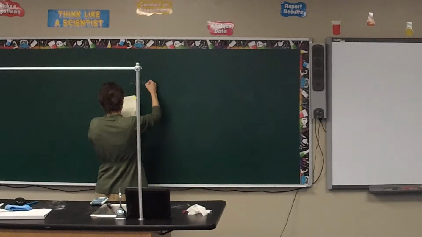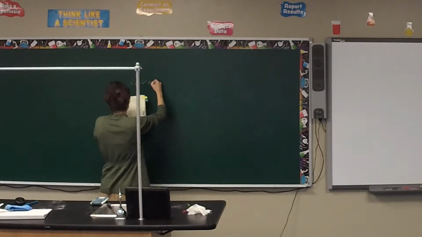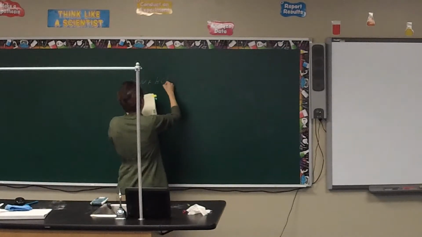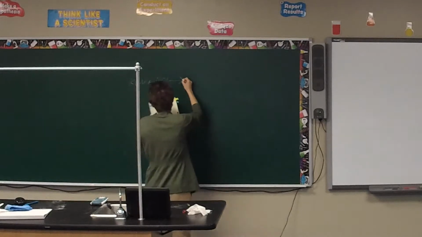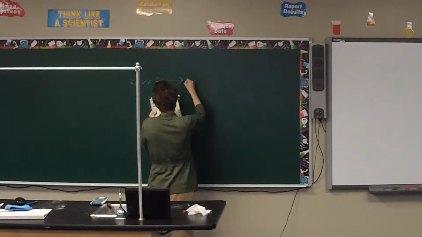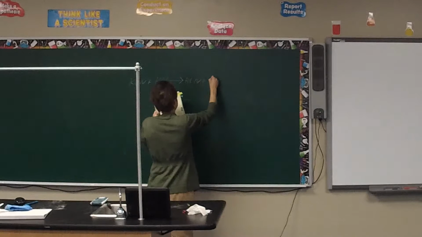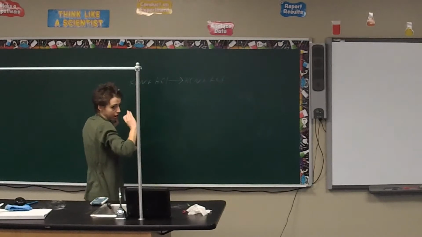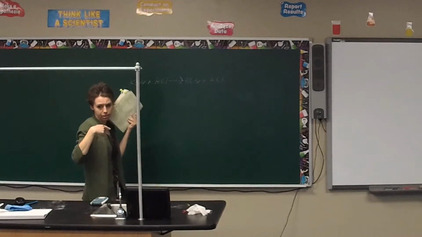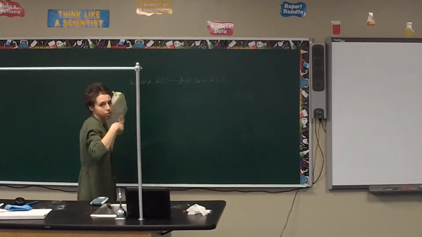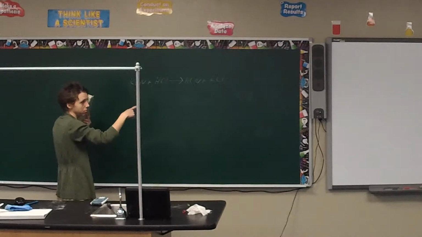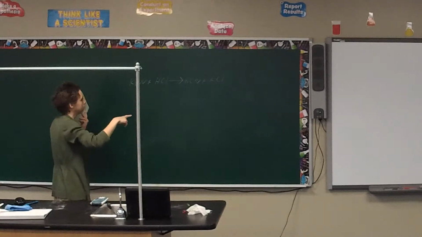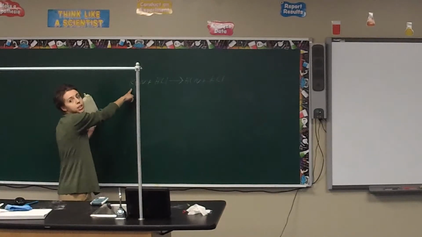KCN plus HCl arrow HCN plus KCl. Yeah, I already have them. That's it? That's all you got? Alright, Chris, you got anything different for B? I got PCM instead. Okay, remember, potassium is K.